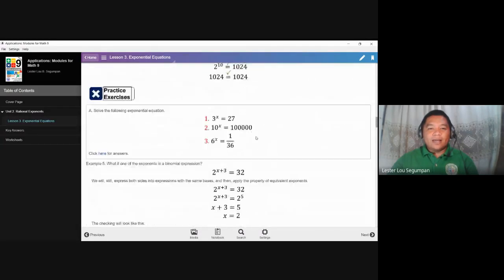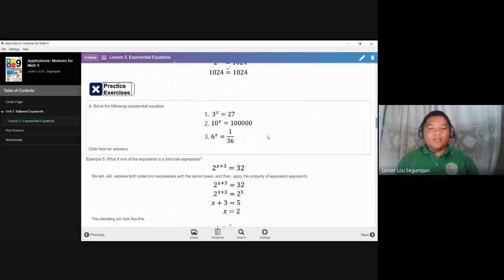We will talk about practice exercise A. So we are going to solve the following exponential equations. When you say solve, we are going to look for the value of the variable, in this case x, which will make the equation true. And of course, when we talk about solving equations, we need to check it as part of our process. Checking is not actually required, but that is an additional help and guidance for us to determine whether our answers are correct or not.